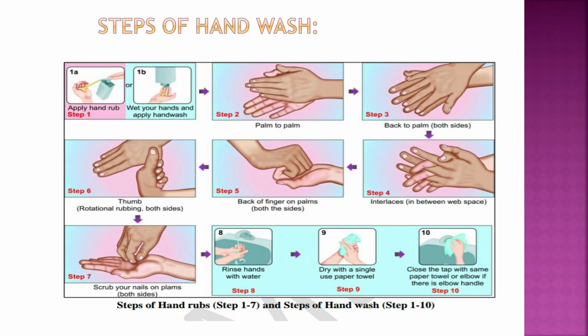For the hand wash, now you have to rinse hands with water, then dry with single use paper towel or tissue paper, and then close the tap with elbow if the handle is there, or with the tissue paper, and then let it dry. So these are the steps. First 1 to 7 steps are for hand rubs, and 1 to 10 steps are for the hand wash.